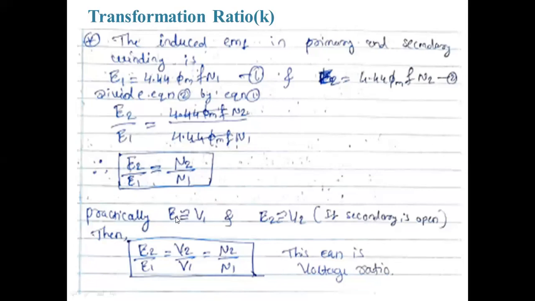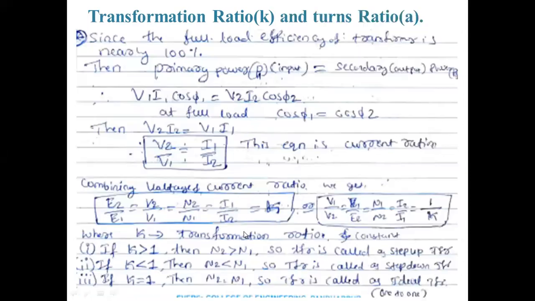So from this equation we can write E2 by E1 equal to V2 by V1 equal to N2 by N1. This is called the voltage ratio. Next, the transformation ratio and turns ratio we have called here.